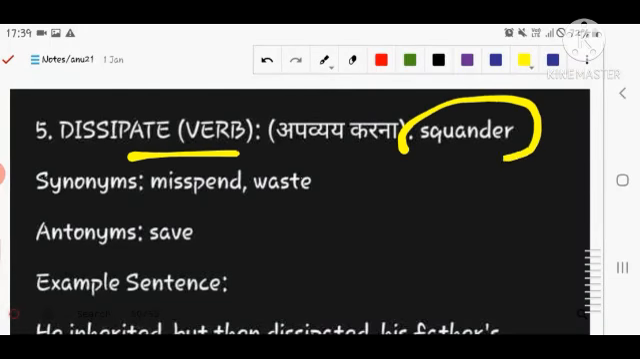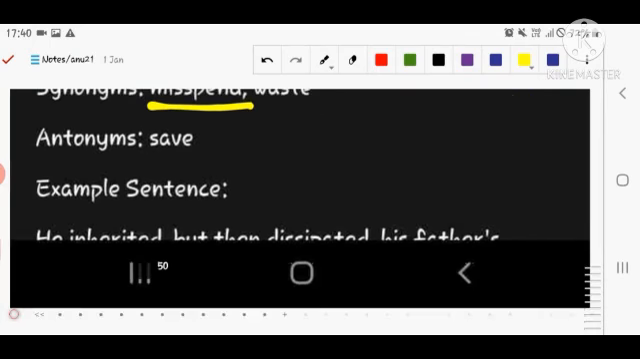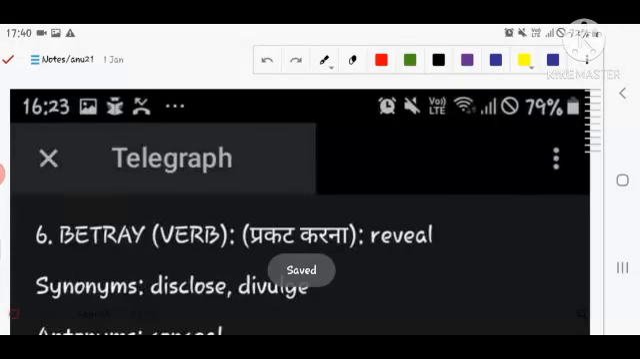Squander means misspent or waste. Dissipate: the energy is dissipated, that is, lost, and that kind of thing can be used as a synonym of this word. Okay, next word is betray.